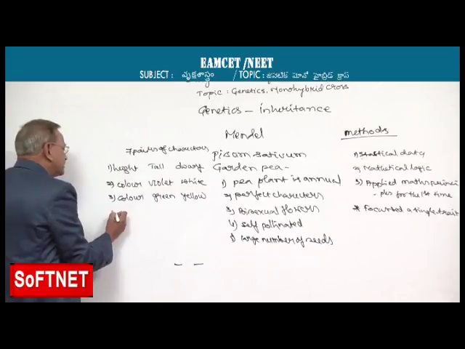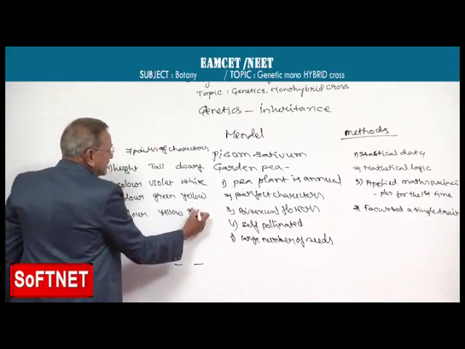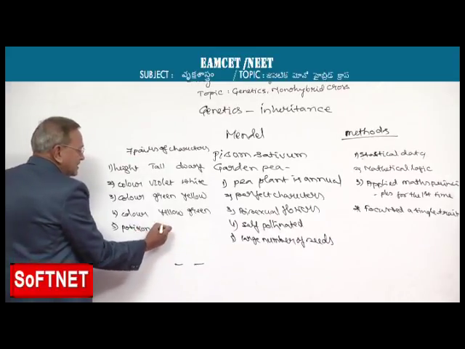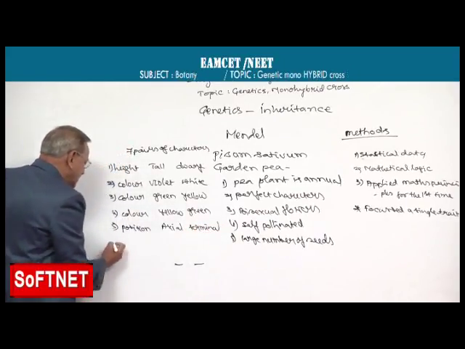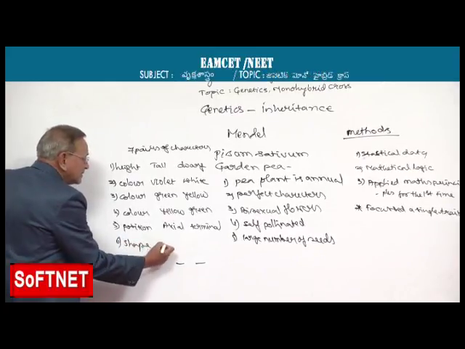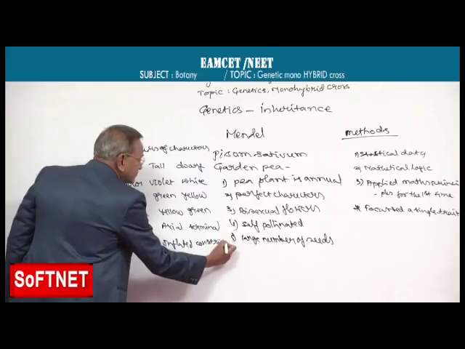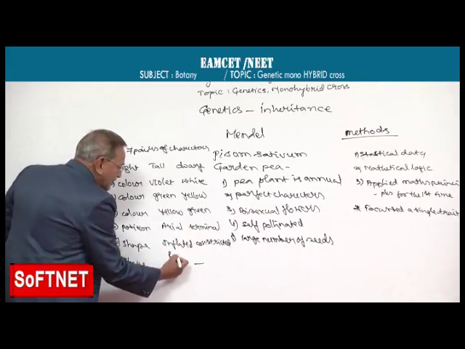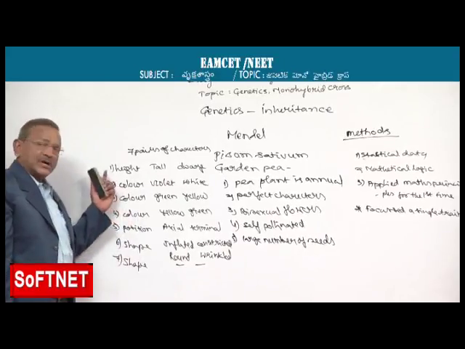With regard to color of the seed, some seeds are yellow, whereas other seeds are green in color. With regard to position of the flower, some flowers are axial, in the axils of leaves, whereas others are terminal in location. With regard to shape of the fruit, inflated, the other contrasting character is constricted. With regard to shape of the seed, some seeds are round, whereas other seeds are wrinkled. He has chosen 7 pairs of contrasting characters.